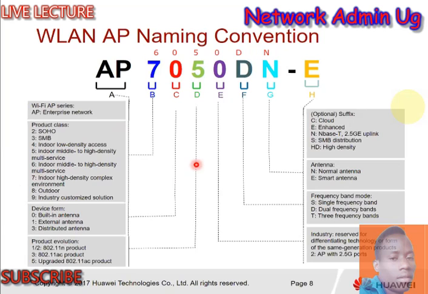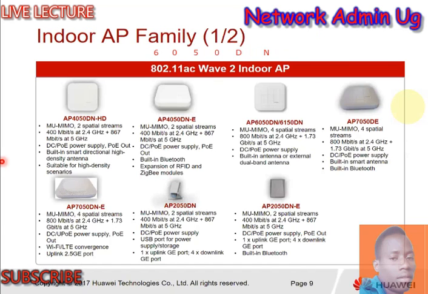So we have various families of these access points. Like I said, there are indoor access points and outdoor access points, and each of them has various specifications. Right now, if you are into business, there are two new access points that you could use that could wow your experience when you're using the wireless network. That is the 6050DN access point and the 7050DN access point. You do not need to be on a cable network to have this experience because they give you better speeds.